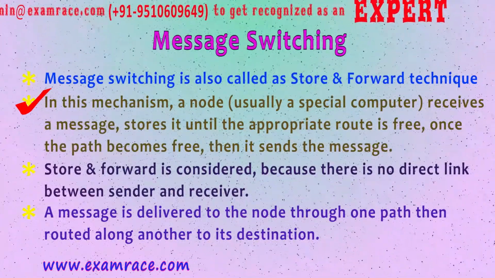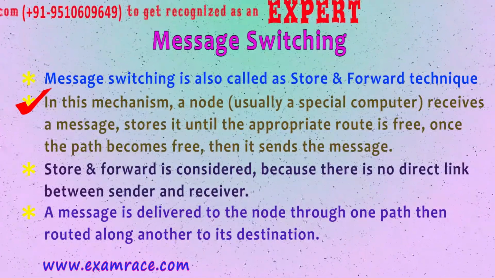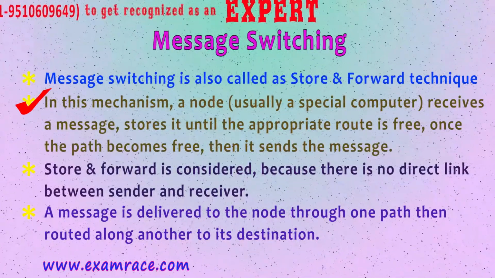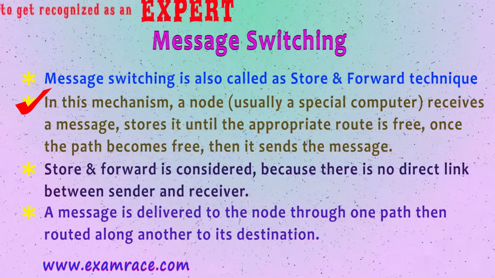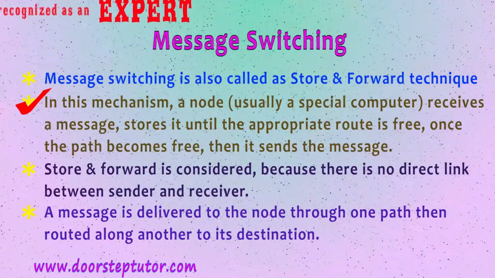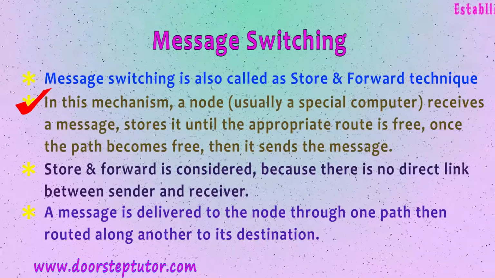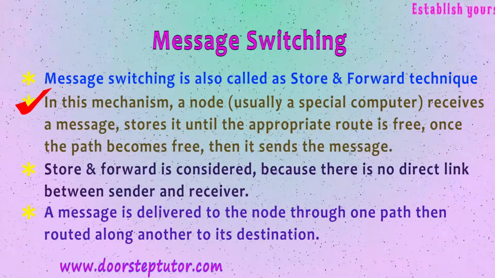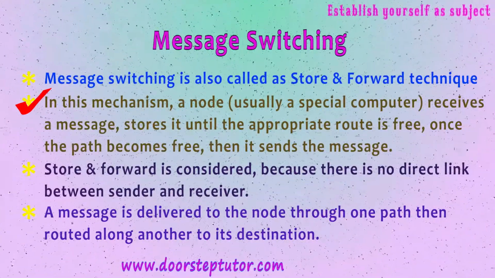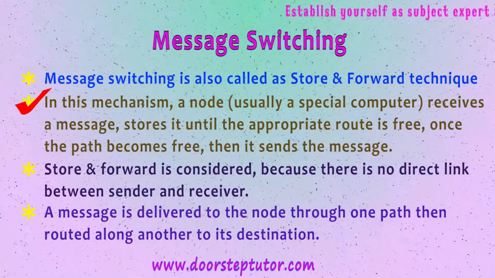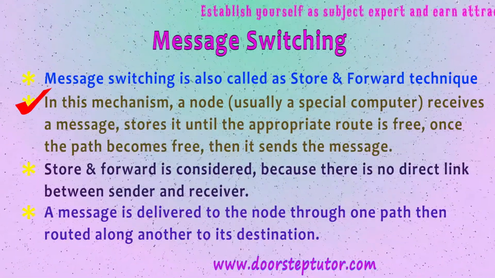Then in this mechanism, a node, usually a special computer, receives a message and stores it until the appropriate route is free. Once the path becomes free, then it sends the message. So what is the meaning of this point? When there is a busy path, the sender will not send the message. It will just store the message and check whether the route is free or not. Once the route is free, it will forward the stored message from its node to another node further. So this is the basic working of message switching.